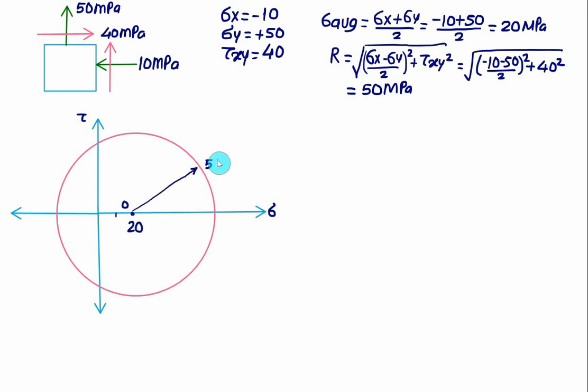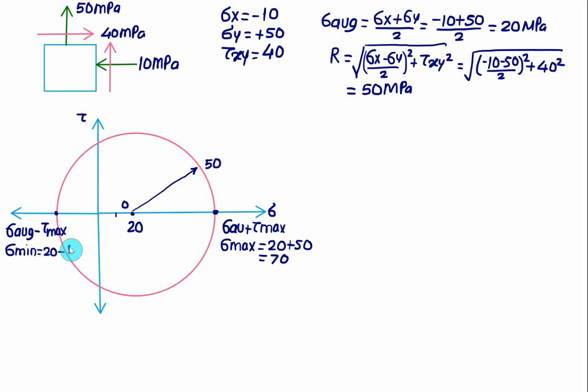to 50. So 20 plus 50, so this value will be equal to sigma average plus tau max, that will be equal to sigma max equal to 20 plus 50 is equal to 70. This value is the average and we are going on the left hand side, so this point will represent the sigma average and you have to subtract the value of tau max. So this value represents the sigma minimum. In this case we have sigma average equal to 20 and the shear stress equal to 50. So this value will correspond to minus 30.